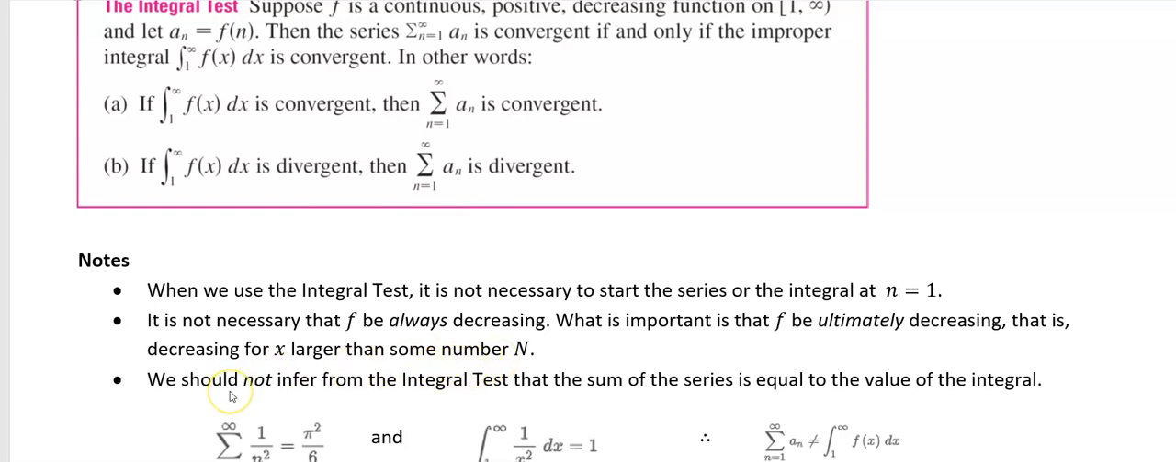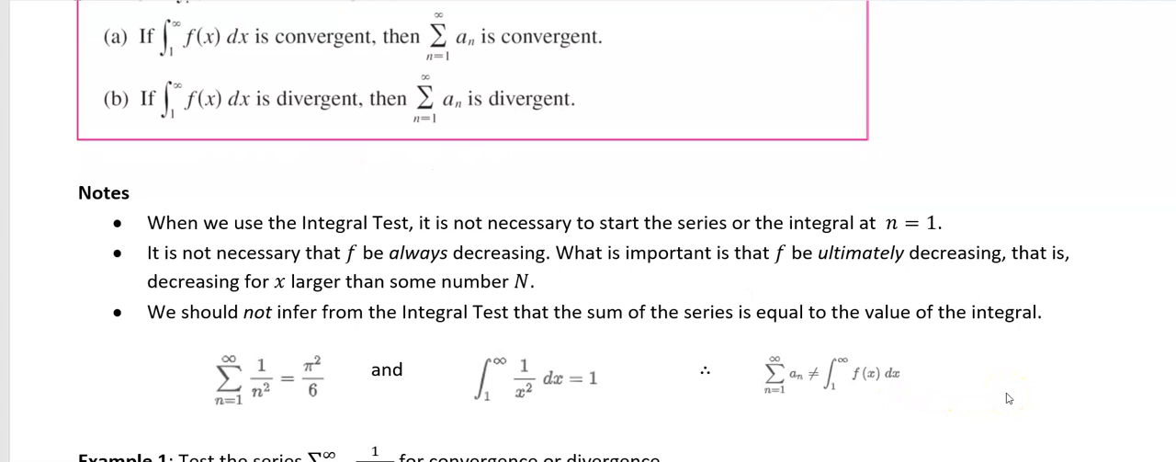And then finally, we should not infer from the integral test that the sum of the series is equal to the value of the actual integral. All the integral test is telling us is whether it's convergent or divergent. It doesn't tell us what the sum of the series is actually equal to. And here's an example of that. Here we have a series from 1 to infinity of 1 over n squared, and we're being told that that's equal to pi squared over 2.